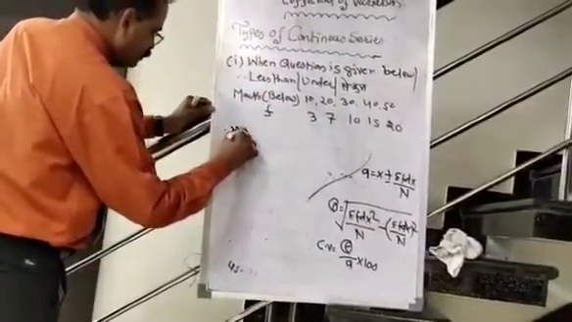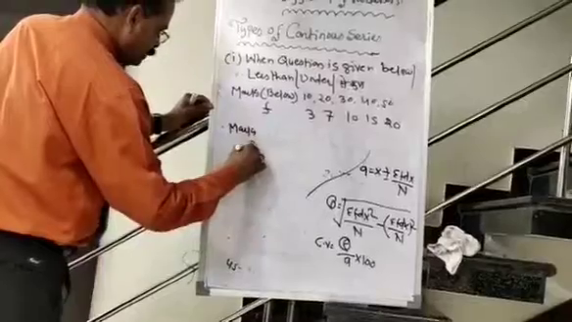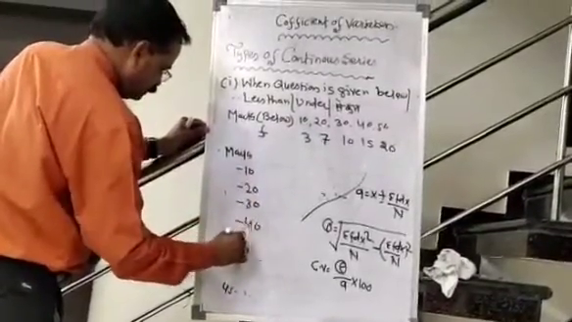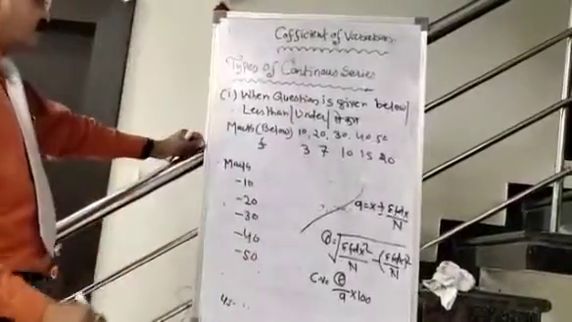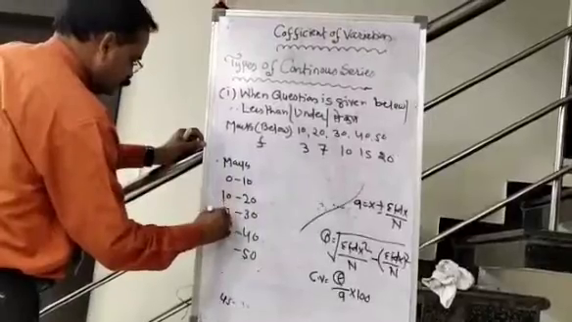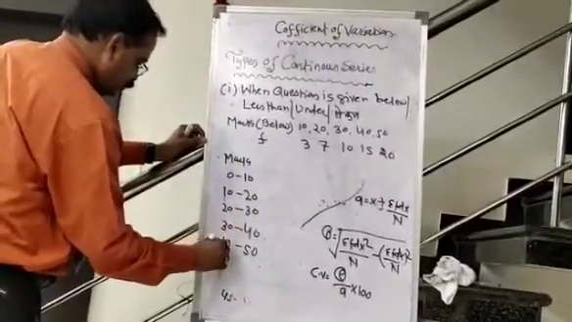So which item is given? That will be L2: 10, 20, 30, 40, 50. So we should deduct the difference: 10 minus 10 is 0, then 10, 20, 30, 40.